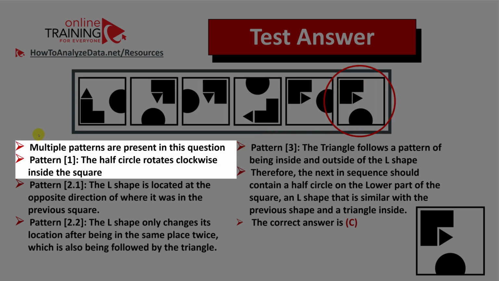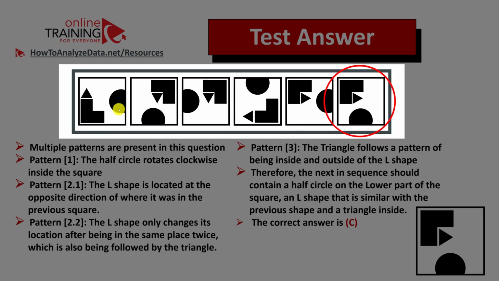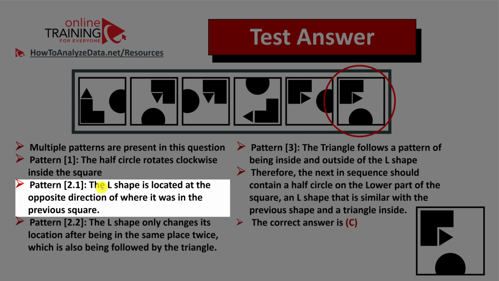Obviously, there are multiple patterns present, because this is the type of questions you get in the test. The first pattern is where half circles rotate clockwise inside the square. So the first position is on the right, next position is at the bottom, then left, top, and then you see the cycle repeating. The second pattern is where the L shape is located at the opposite direction of where it was in the previous square.